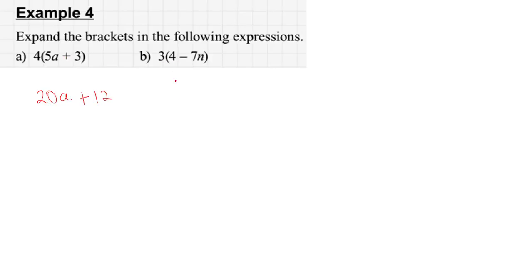For this one, you do 3 times 4, which is going to be 12. Then you do 3 times by 7, which is going to be 21. But remember, there's n there. So 3 times 7n is 21n, but there's minus there, so you join them up with a minus.